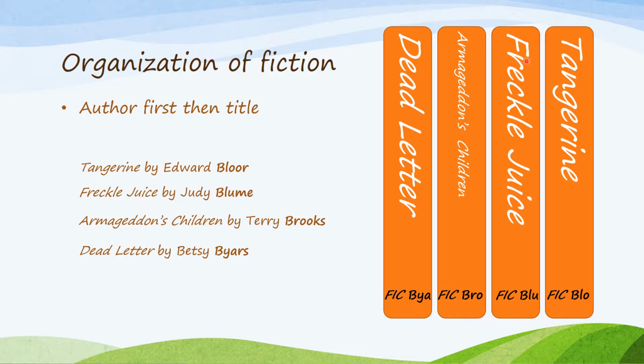So for example, we have Freckle Juice as the title, and then we have the call number. This is how it'll be categorized on the shelf. All books will have FIC that are fiction, and in this case, the first 3 letters of the author's last name. So BYA would be Byers. BRO, in this case, would be Brooks. BLU for Bloom, and BLO for Bloor. Now these are not in order, so we're going to have to put these in order on the next slide.